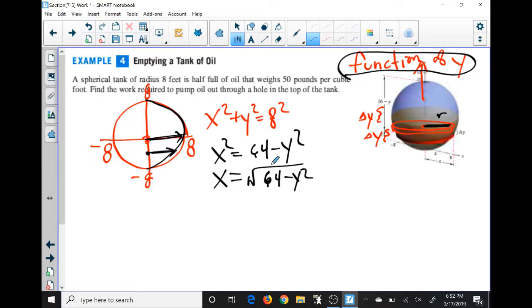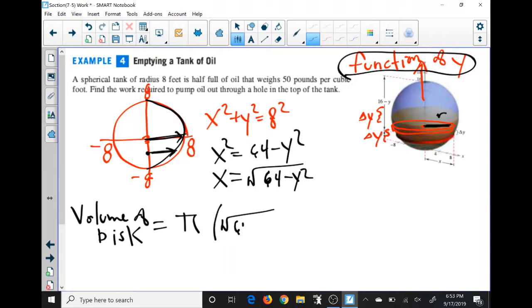Great, that's the radius. But now I need to find the volume of this disk. So the volume of the disk is equal to pi times the radius, which is the square root of 64 minus y squared. So pi r squared, we square that radical, times the height, which is delta y, and that's the volume of the disk.